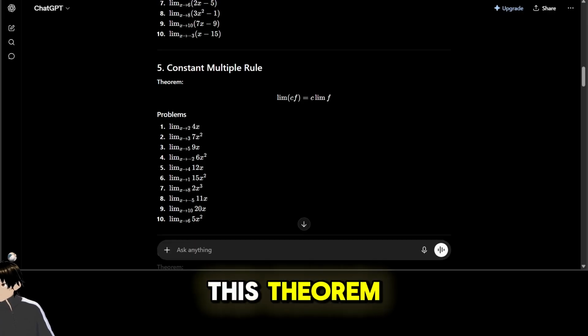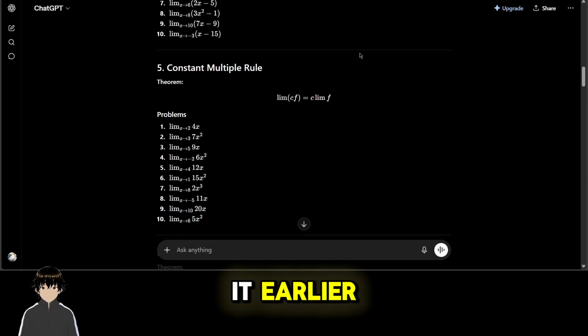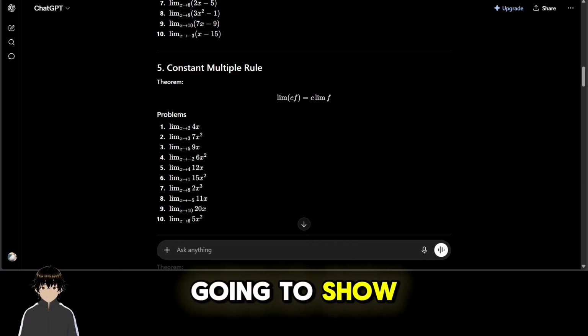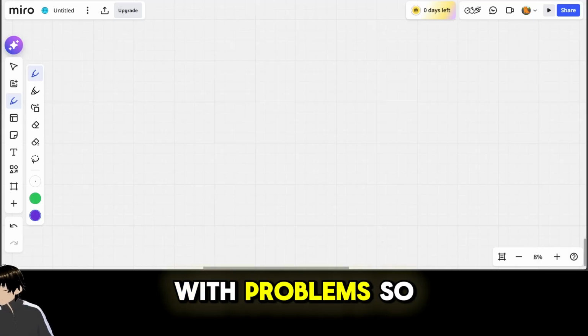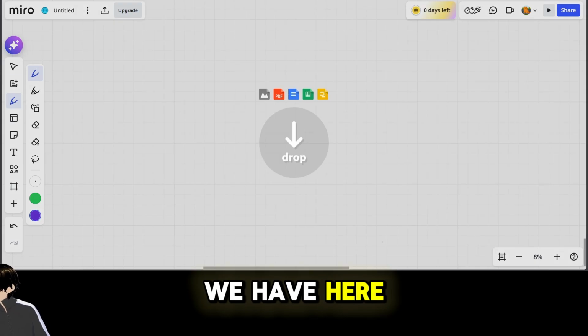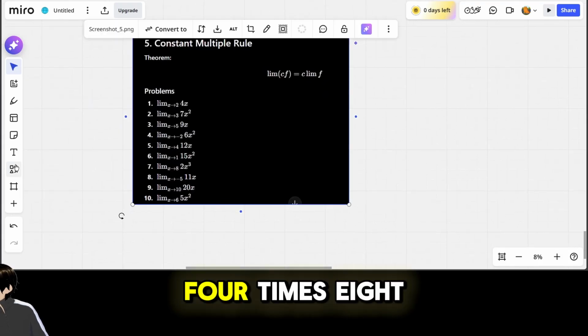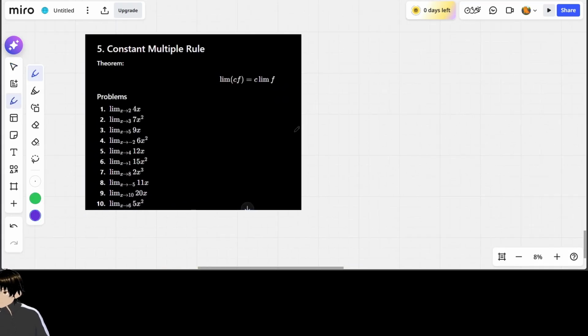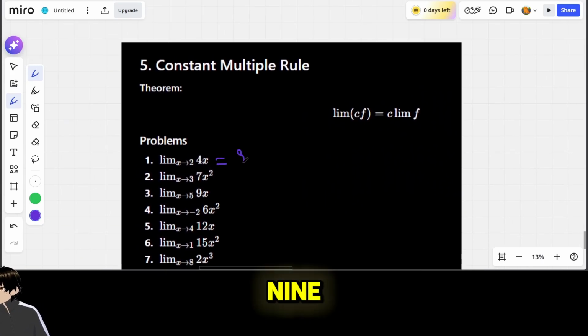It's going to be theorem. Okay, so constant multiple rule, I've already explained it earlier, but we're just going to show you how it works with problems. So we have here 4 times 8. 4 times 2 is going to be 8. 3 squared, 9. 9 times 7 is going to be 72.